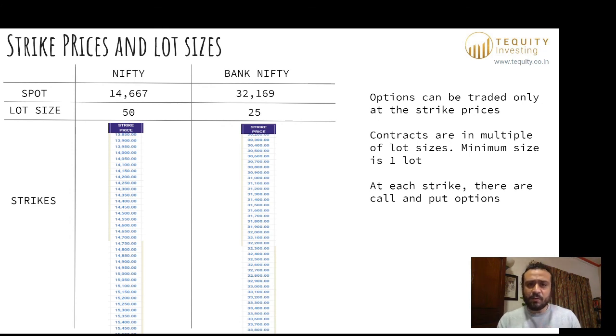So you can trade options in lots. You can buy one lot or two lots or three lots. Essentially, one lot means 75 or 50. Let's say only 50 now, because from July end it's going to be 50. So one lot means 50, two lots means 100, and so on and so forth. We will also look at the math. But this is the basics of strike prices and lot sizes.